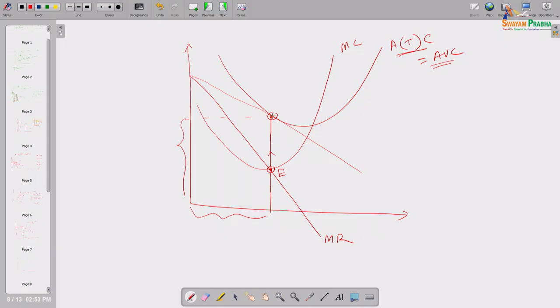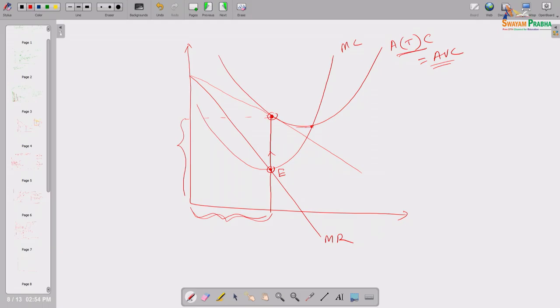So when it becomes tangent here, what is that? The price is set, and for that quantity, the per unit average total cost is the same. So profit is 0. In the long run, a producer who is a monopolist operating in a monopolistically competitive market has profit of 0. If that producer operates in a competitive market, profit is also 0, if you can remember. Both have zero profit in the long run equilibrium.